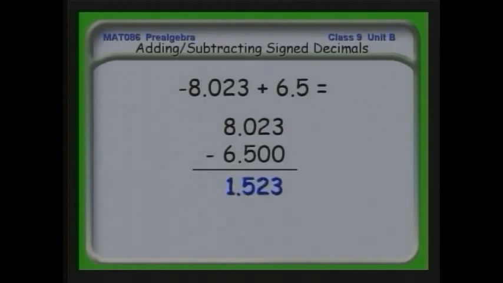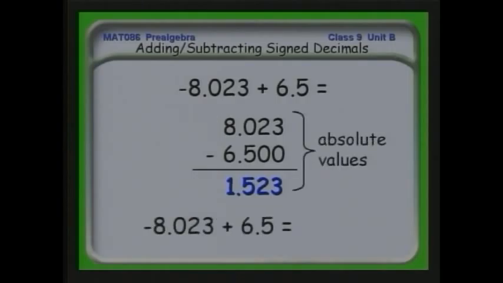I do that subtraction. And then the sign that I need to use when I'm finally done is the sign of the larger of those two numbers. I've taken the absolute value, but now when I finally tell you the answer to this, the sign needs to be the sign of the larger number. So when I've done this problem on the number line, I wind up with, because minus 8 is greater than plus 6.5, I go further to the left than I do to the right on the number line, so I wind up with a result of minus 1.523.